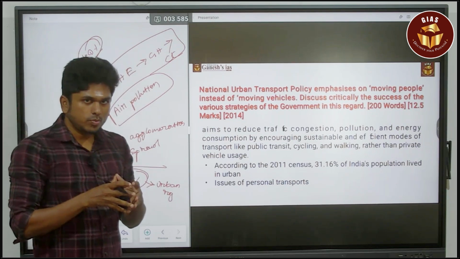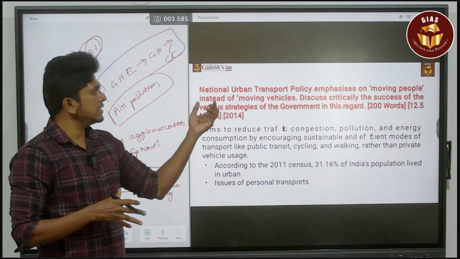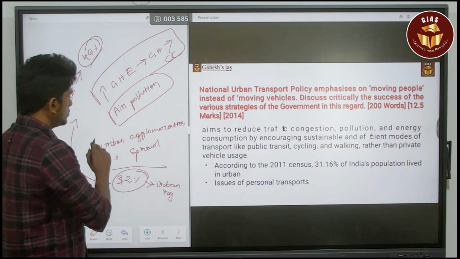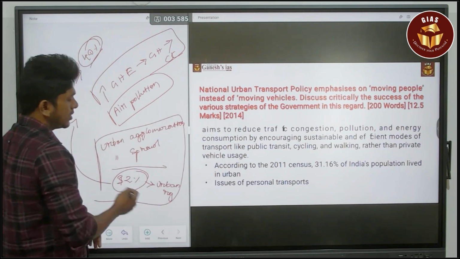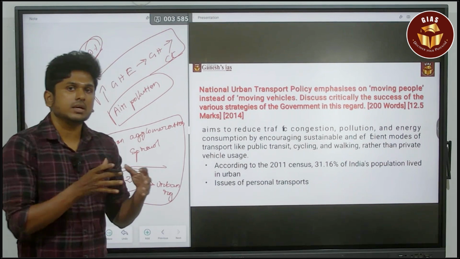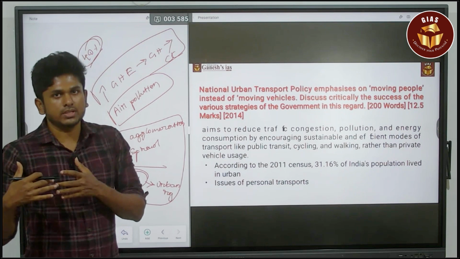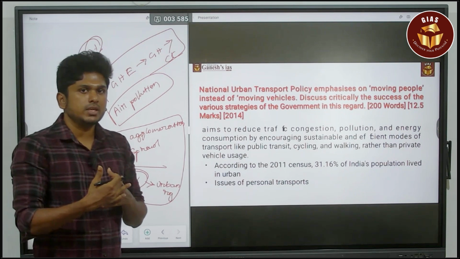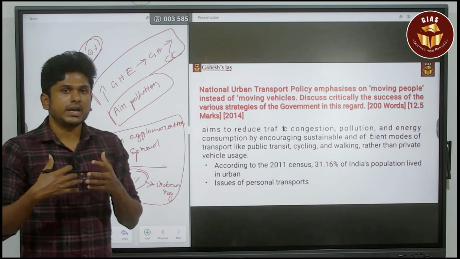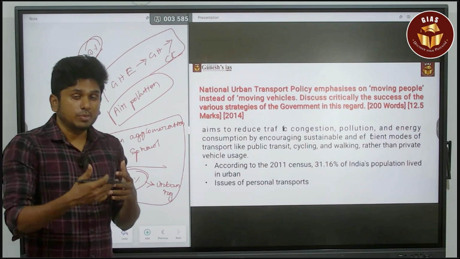So the urban population is increasing. That is why we need to focus on the National Urban Transport Policy. You have to give certain points like urban agglomeration or urban sprawl, or how much population resides in the urban regions. In that way, you give certain data about the urban region. And also you have to speak about the issues with urban transport, for example, air pollution, climate change issues, and urban heat island.